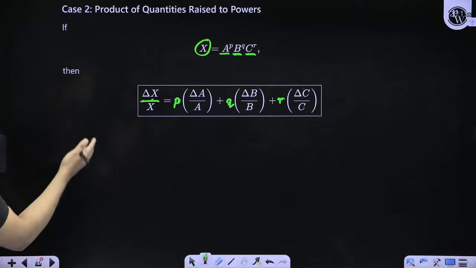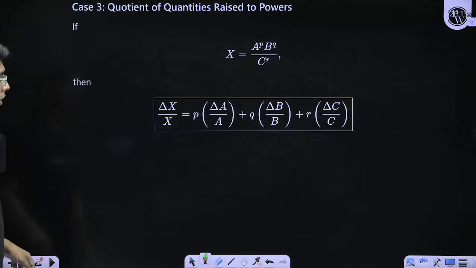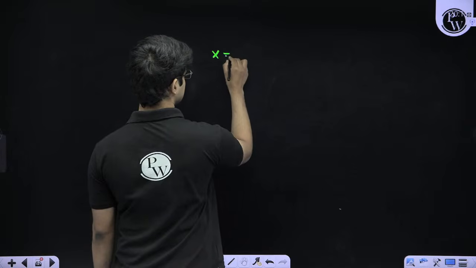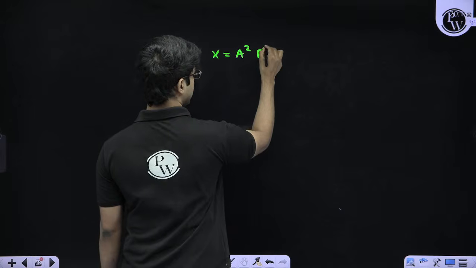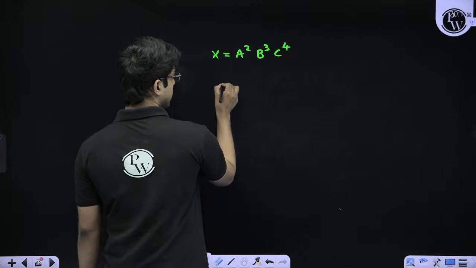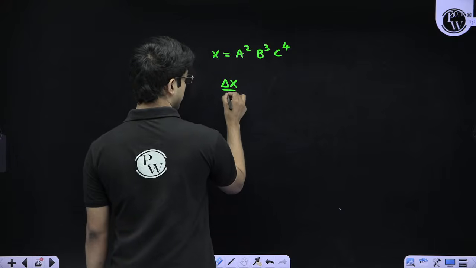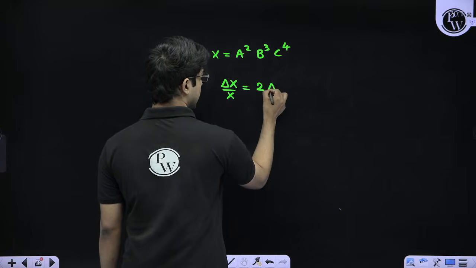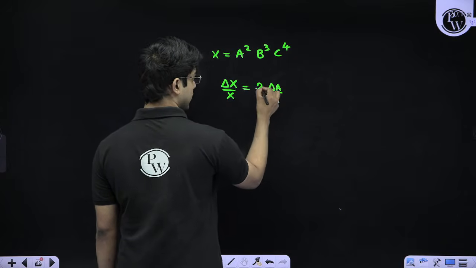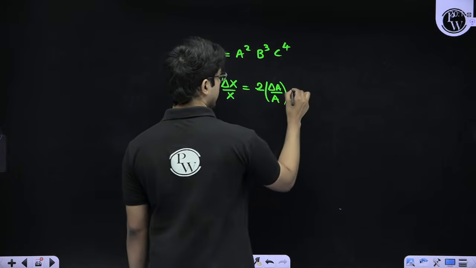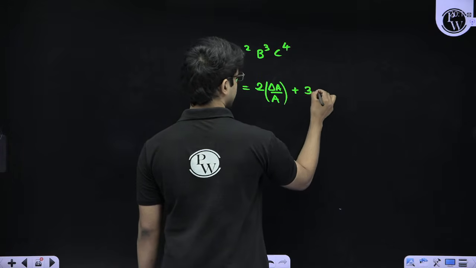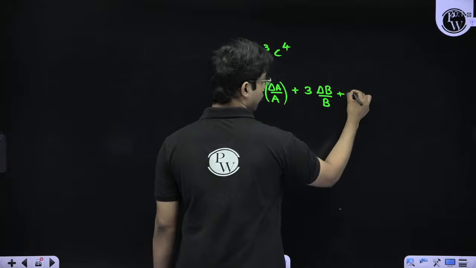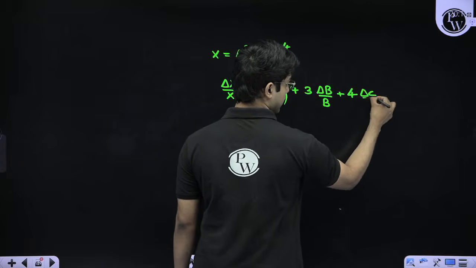Okay, and this type of question is very important. So I'd like to take an example for this. So if x is, let's say, a square, b cube, c raised to 4, then how will you write the fractional error? Fractional error, or relative error, will be 2 delta a by a. Power of a comes front into relative error in a. Power of b is 3, so 3 you will write here, multiplied with relative error of b, and 4 will come here, multiplied with relative error of c.